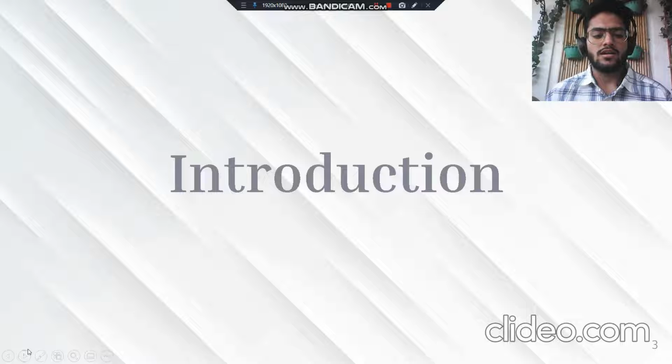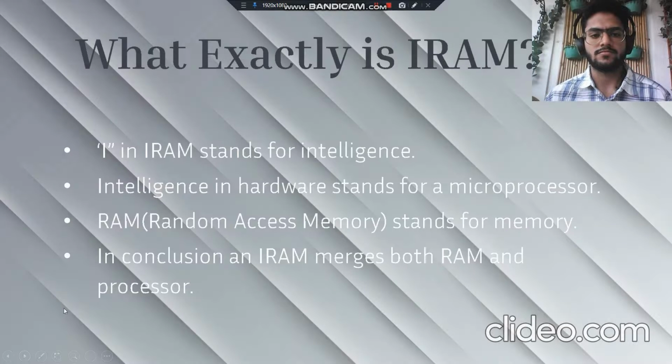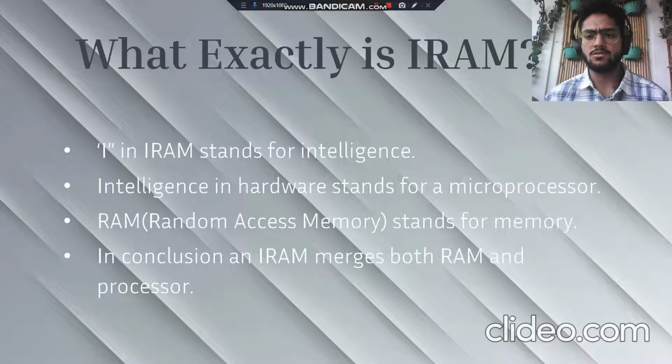So, I'll be telling you what an IRAM is. So what exactly is IRAM? I in IRAM stands for intelligence. Intelligence in hardware stands for a microprocessor. RAM, as we all know, is random access memory, which stands for memory. In conclusion, an IRAM merges both RAM and processor. Basically, the concept of IRAM is an intelligent microprocessor which controls the memory intelligently. That's the major concept behind IRAM. Let's move forward.